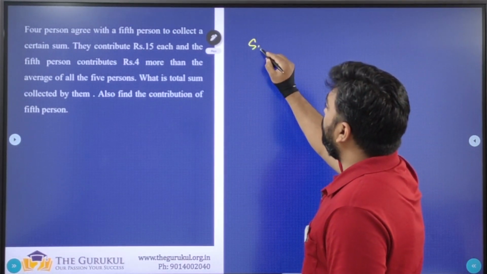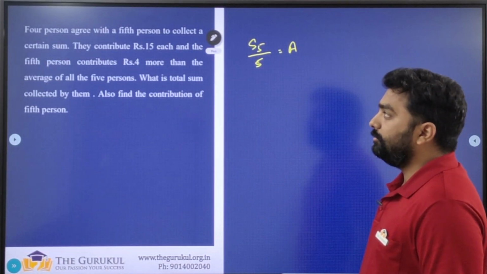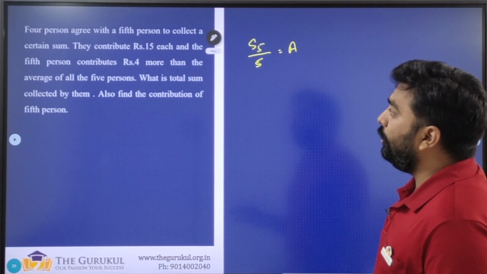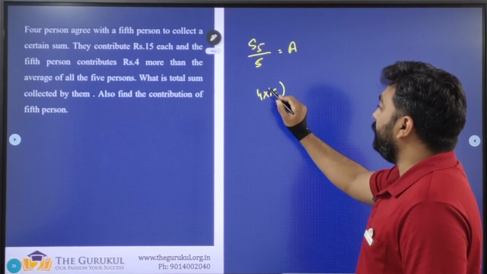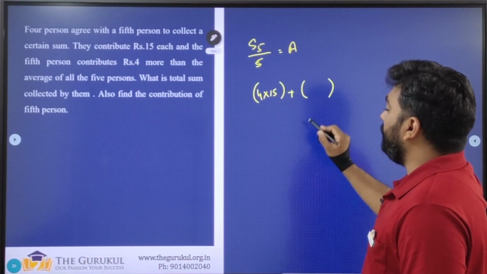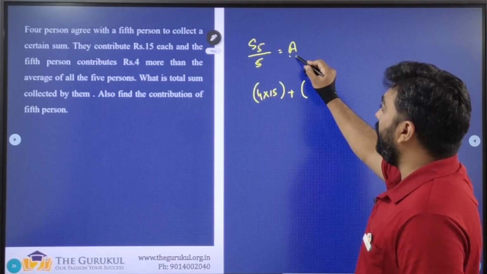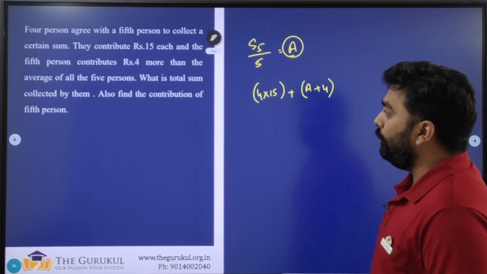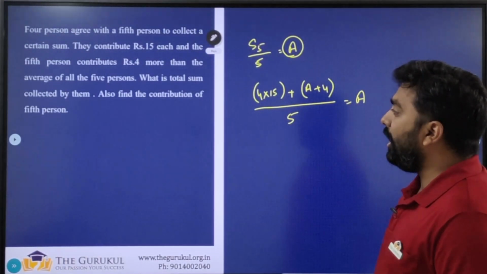So sum of 5 members divided by 5 is equal to the average. Till there everything is good. 4 persons, we agree with the fifth person, contributed rupees 15 each. 4 people, each person 15 rupees, plus something by the fifth person. The fifth person contributes 4 more than the average. Average is A. So he contributed A plus 4, with total 5 people, which will give me the average.